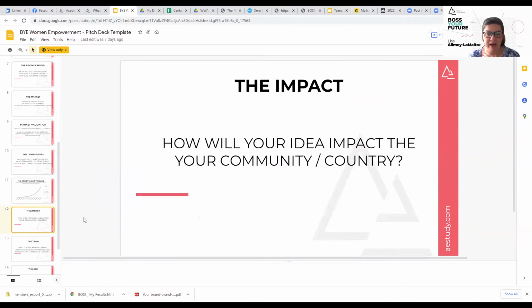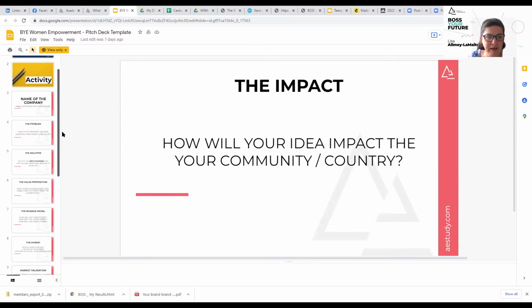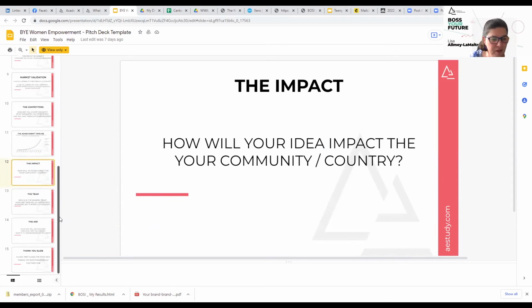The impact, so how will your idea impact the community or country, depending on what you're trying to achieve. And again, for me, the impact probably sits back up with that problem and the name of the business and the solution. So I'd probably have one slide that has a graphic that shows that, and then I would talk about those details together. So the impact to me belongs with the problem and the solution and the name of the business.